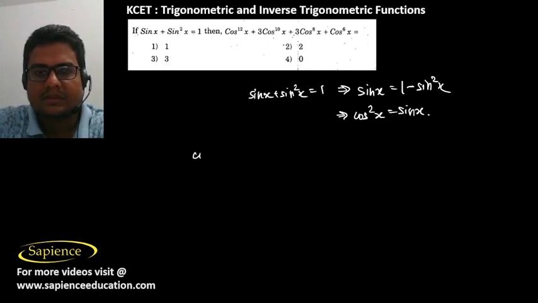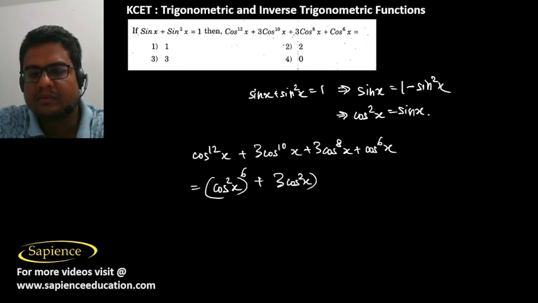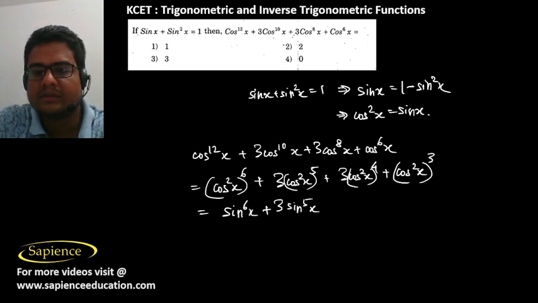So here, cos power 12x plus 3 cos power 10x plus 3 cos power 8x plus cos power 6x, that can be written as (cos square x) whole power 6 plus 3 (cos square x) whole power 5 plus 3 (cos square x) whole power 4 plus (cos square x) whole power 3. So cos square x is 1 minus sin x, so this is sin power 6x plus 3 sin power 5x plus 3 sin power 4x plus sin cube x.